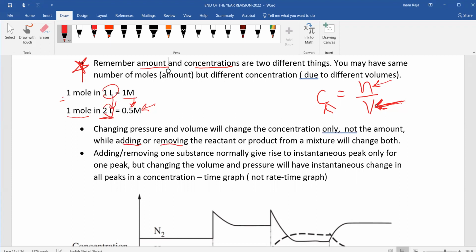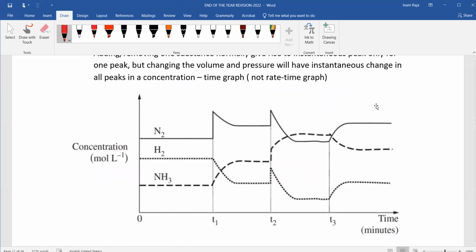While adding or removing the reactant or product from a mixture will change both. Adding or removing one substance normally gives rise to an instantaneous peak for only one substance. I'll give you the example at the bottom. You need to be able to recognize the shapes of the peaks, and whether the change is instantaneous or slow. Instantaneous means on the vertical line it goes up really quickly, only on the vertical line, not going horizontally at all.